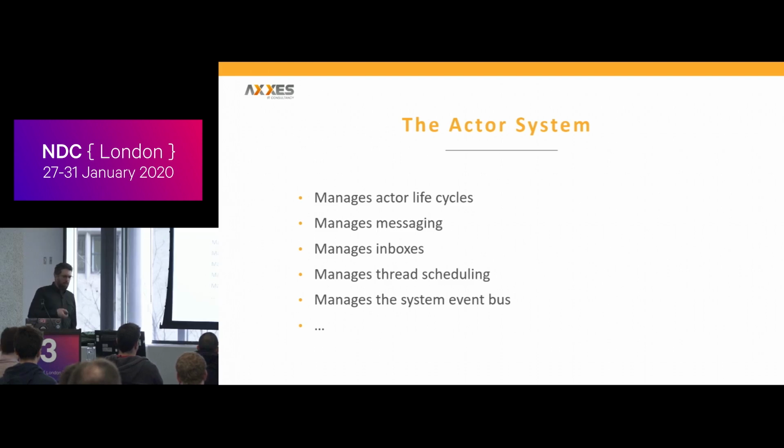And then the most important thing is the actor system itself. Because you have all these actors, but something will need to manage the life cycle of your actors. It needs to spin them up, it needs to dispatch messages to them, it needs to manage all these inboxes, because it could be that an actor has a full inbox of messages waiting, and it needs to do all the thread scheduling for you. And that's the thing that we're really happy about, because we don't want to do that ourselves, right?